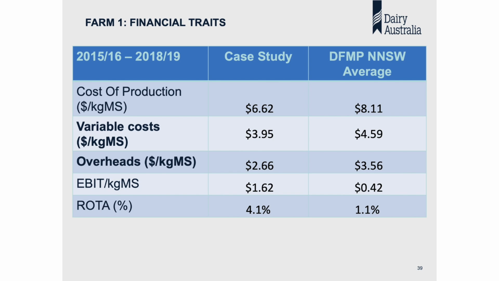And I guess how have they done this? Well, it's cost control, and I think, Kerry, you were saying a lot about cost control earlier. So our variable costs, our herd shed feed costs are $3.95 per kilo milk solids, which is about 50 cents a kilo milk solids lower than the Northern New South Wales average. Overhead costs, so cash overhead costs, paid labour, insurance, rates, those kind of things, repairs and maintenance, is $2.66, and that's nearly $1 under the Northern New South Wales average.